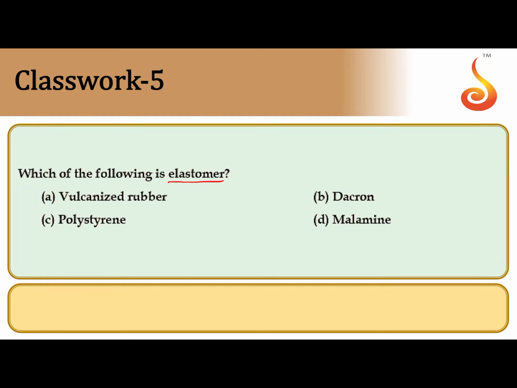Which of the following is an elastomer? An elastomer is a polymer which is stretched when pressure is applied and gets back its original structure after the removal of pressure. When external pressure is used, the polymer will be stretched. When the external pressure is removed, it gets its original shape. Such plastics are called elastomers. Here, vulcanized rubber: after vulcanization, natural rubber gets a more elastic nature. So the answer is A.